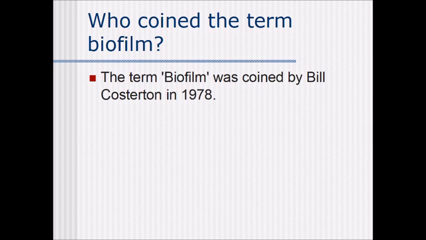Who coined the term biofilm? The term biofilm was coined by Bill Costerton in 1978.